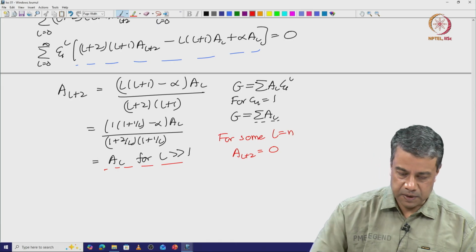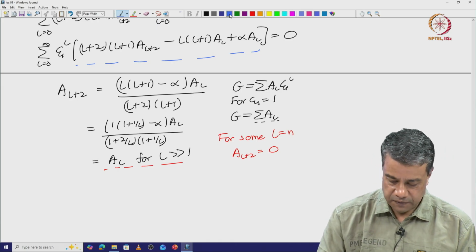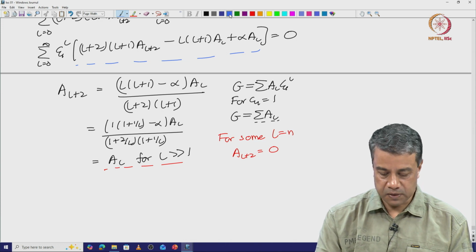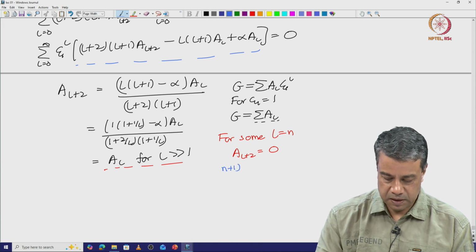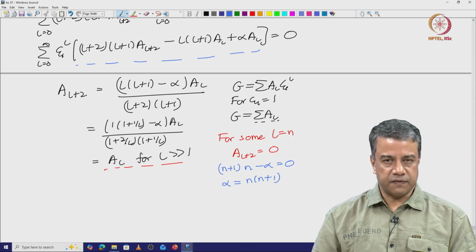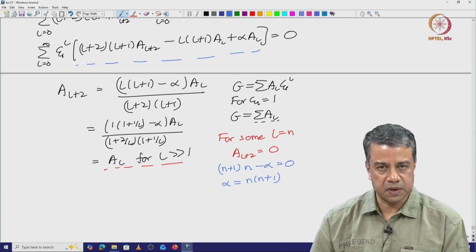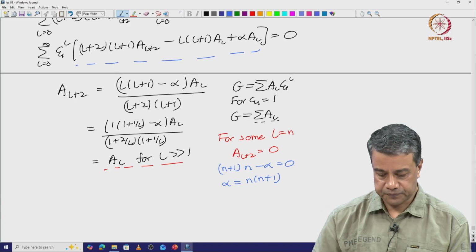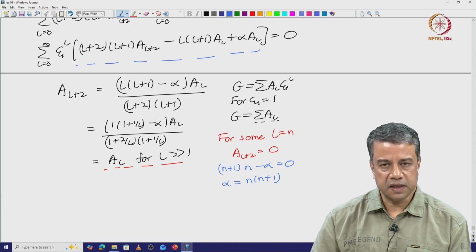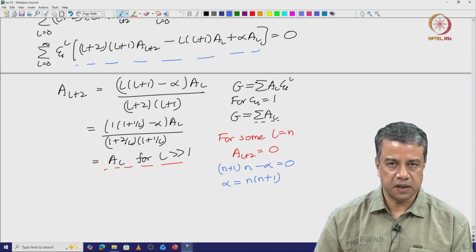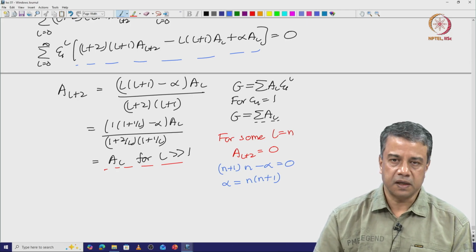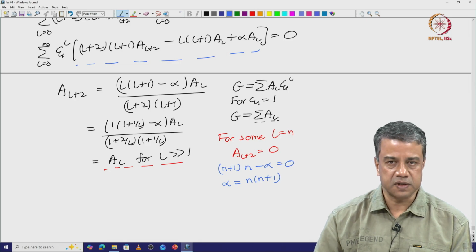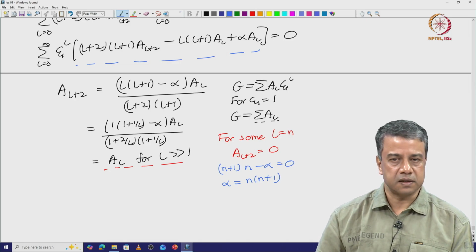How will the series terminate? It will terminate at L is equal to n only if n plus 1 into n minus alpha is equal to 0, or if this alpha has discrete values n into n plus 1, where n is an integer. So, if this eigenvalue is n into n plus 1, then for that particular value of n, A n plus 2 is 0, A n plus 4 is 0, and so on, and you get a finite solution.